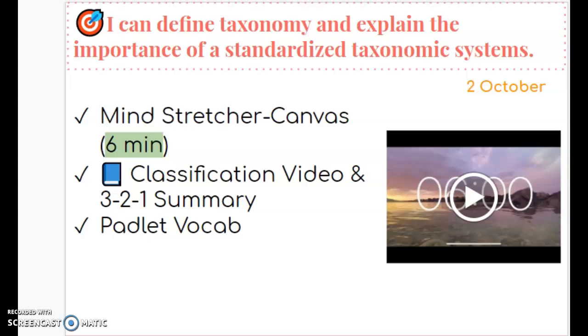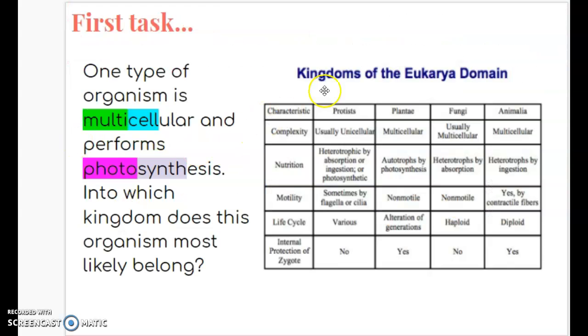Today you have a mind stretcher in Canvas where you will be interpreting a data table. Use the clues here. I've highlighted roots, since we've been focusing on roots this week, to help you break down the words and notice "multi." Usually when you hear that, it means many, and then "cell." So a multicellular organism would have many cells.